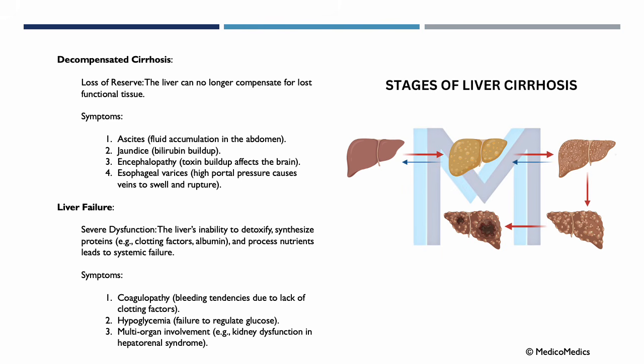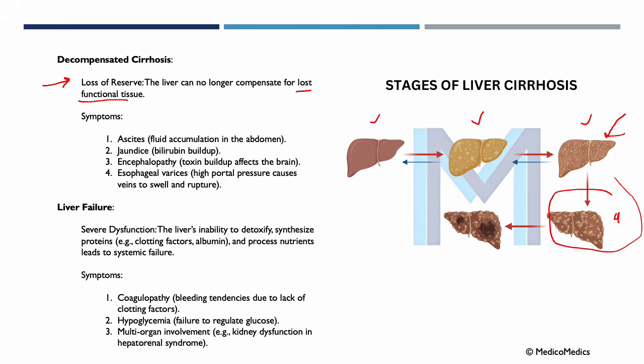Now then, moving on to stage number 4 here. So we had normal liver function. We then had the beginning of fibrosis. We also mentioned cirrhosis, characterized by these irreversible nodules. Now we're moving to decompensated cirrhosis, which means that there has been a loss of reserve. The liver can no longer compensate for lost functional tissue.